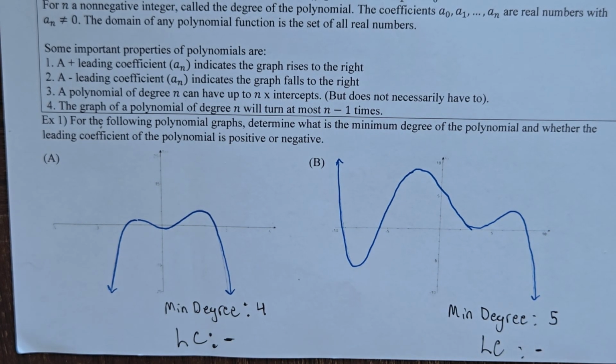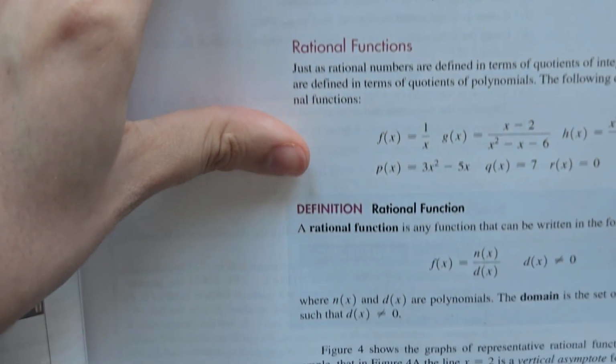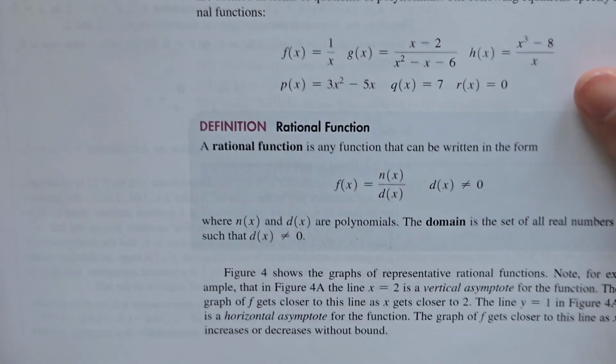Now what we're going to go ahead and do is take a brief detour and talk about some rational functions. I'm going to go ahead and pull up our text real quick. I have the book right here with me, and I'm going to flash the definition for a rational function, and then we'll talk about some examples with that.